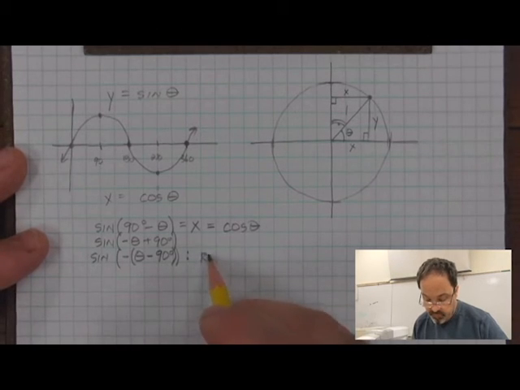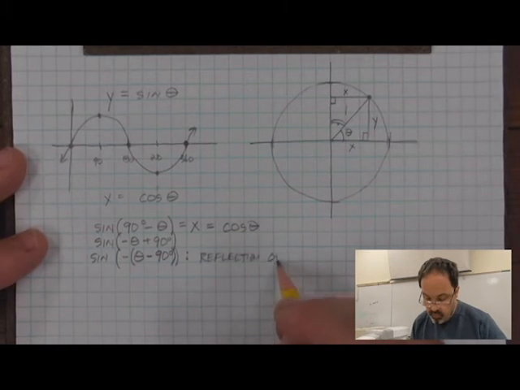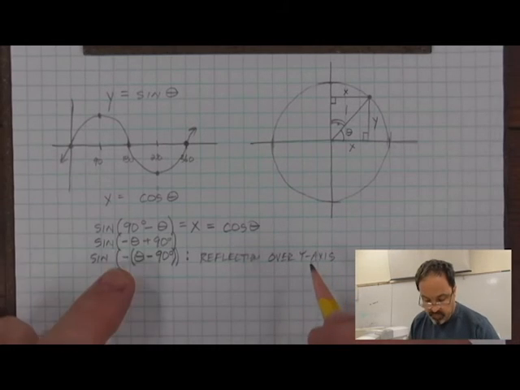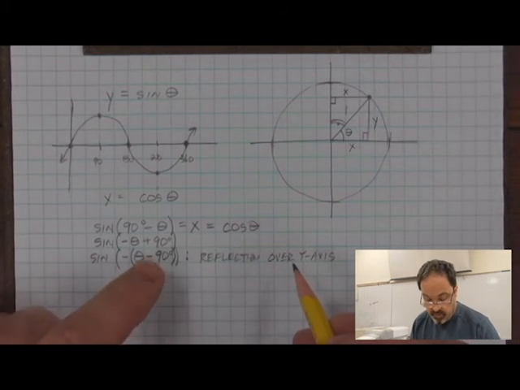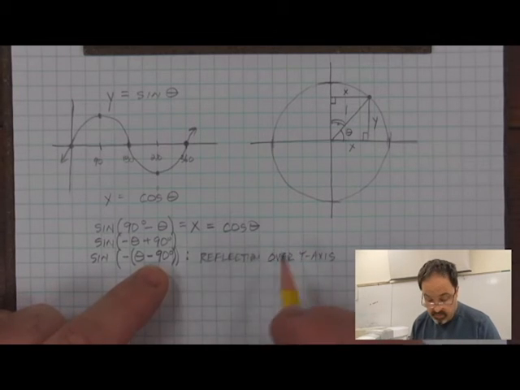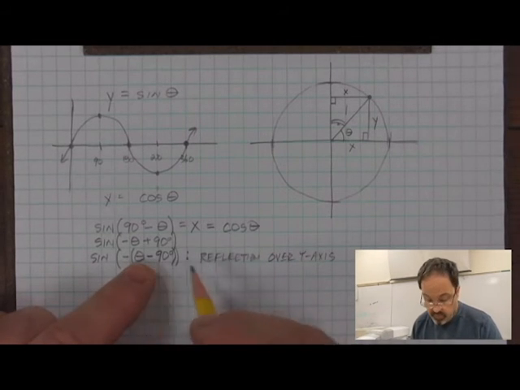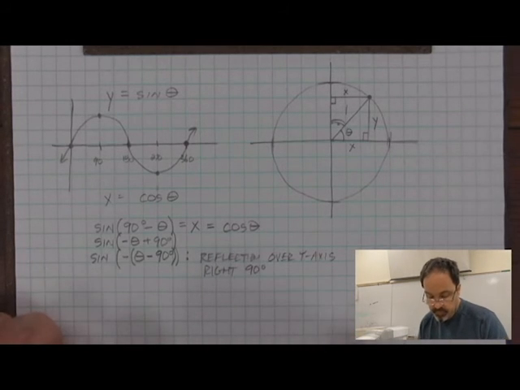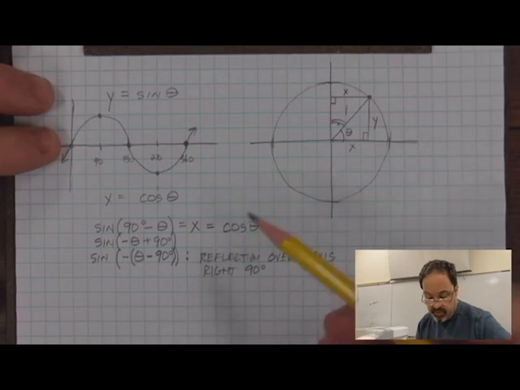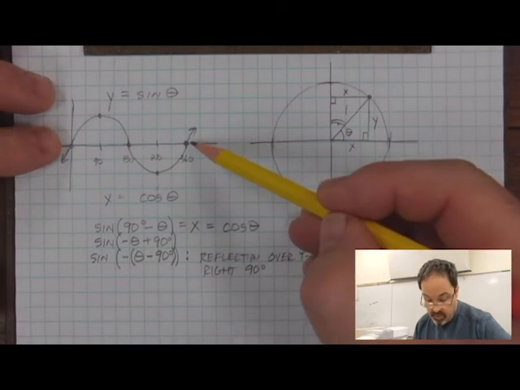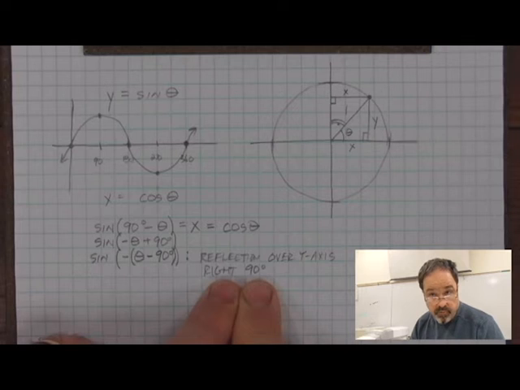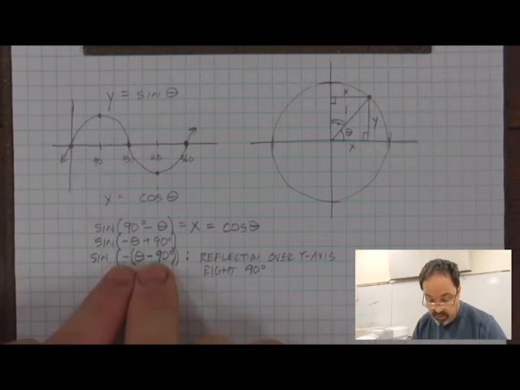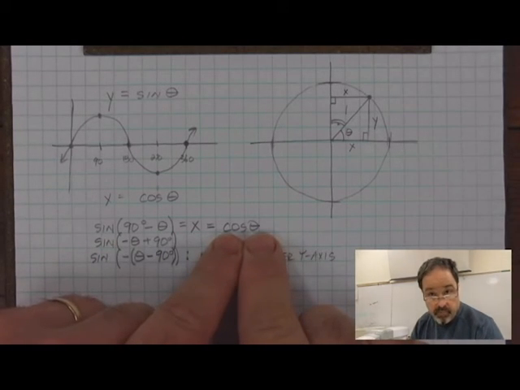We have a reflection over y, the y-axis. That's the effect of the negative. And then we can see that the correct slide is to the right because we're subtracting. Right by 90 degrees. We can take the graph of sine, transform it with these descriptions, and it will be equal to the graph of cosine.